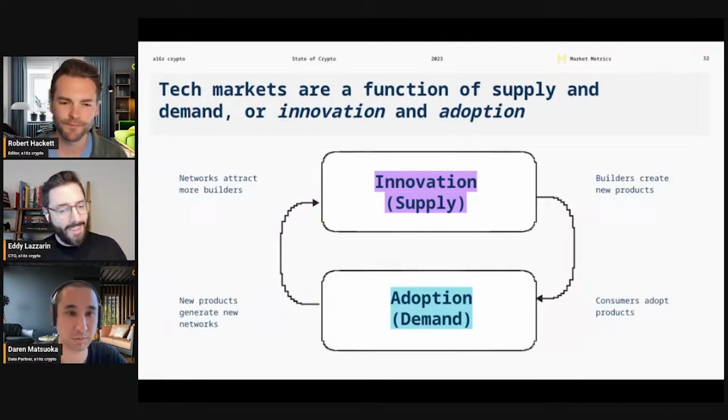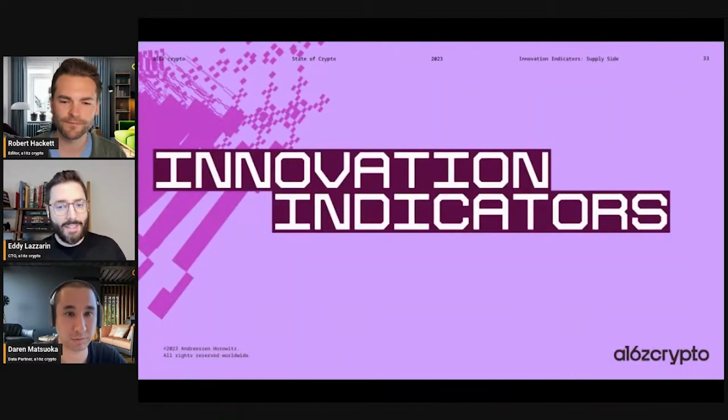And those, thanks to the open source and public nature of crypto, open source code, open data, all these fantastic places we can look, we can probably find those indicators, and they can probably be more precise, more interesting, and more insightful than just looking at prices or market capitalizations of tokens or things like that. So I'm going to hand it to Daren to walk us through some of these indicators.